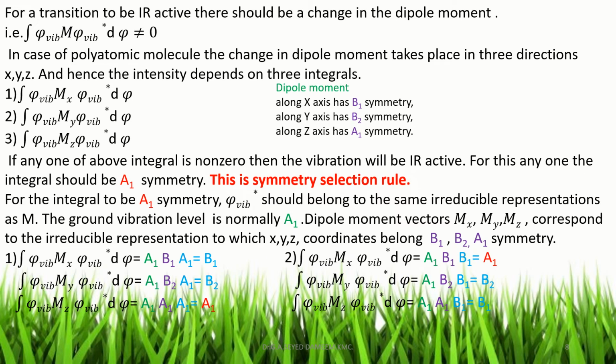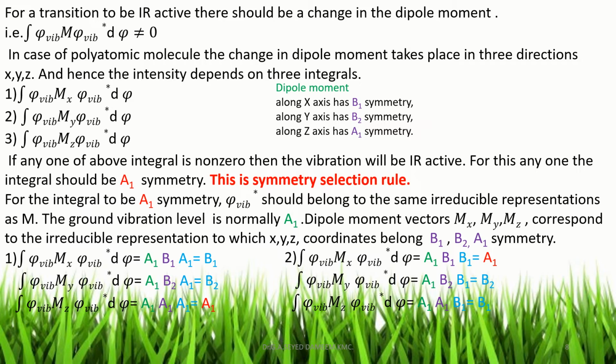Each spectroscopy has its own selection rule. Now, what is a selection rule? It is a rule which governs allowed transitions. In the case of IR spectroscopy, which is a vibration spectroscopy, during the vibration there must be a change in the dipole moment, and the transition moment integral, that is the integral of psi vibration, M, psi vibration star d psi, should not be equal to 0. That is the selection rule for IR spectroscopy.